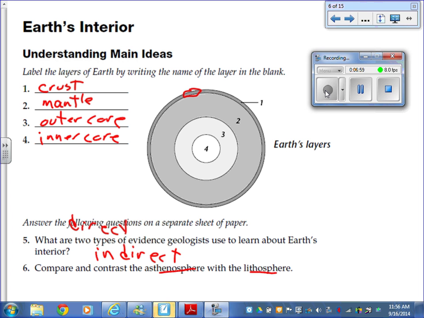You guys all got that, no problem? We're going to talk about those 2 layers a little bit more. What's one of the biggest differences between the asthenosphere and lithosphere in terms of the texture and what it's made up of? Yeah, exactly. So the asthenosphere is more putty-like. The lithosphere is actually more rock-like. So that's the big difference.